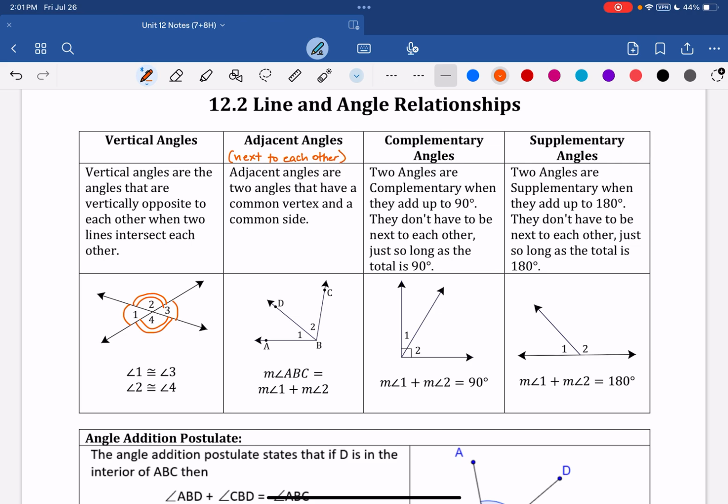Complementary angles are two angles that add up to 90. They do not have to touch each other. They just have to add to 90. Supplementary angles, again, don't have to be next to each other. They just have to add to be 180. I always get asked how I remember the difference between complementary and supplementary. I just remember that complementary comes first in the alphabet, so it's the one that's smaller, so it measures to be 90, the other one measures to be 180.